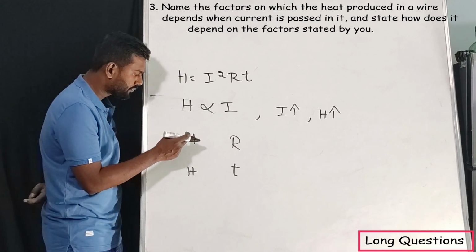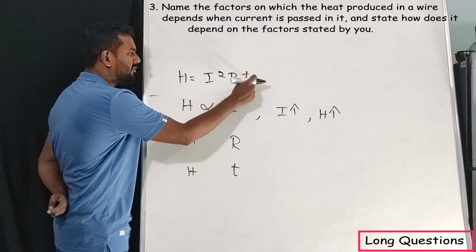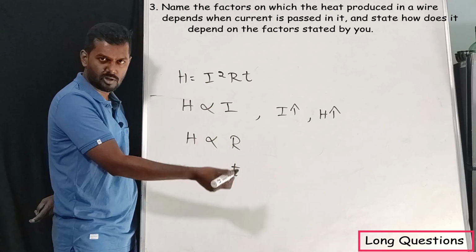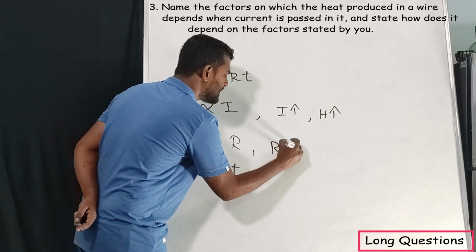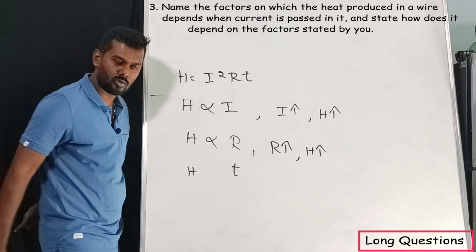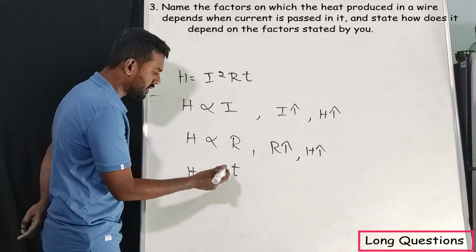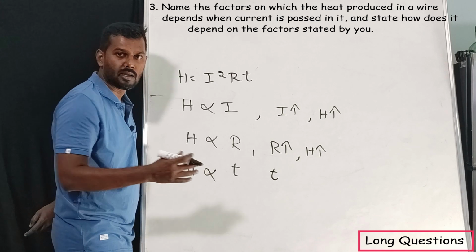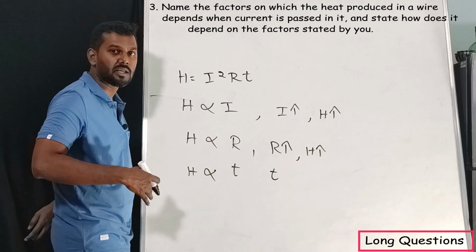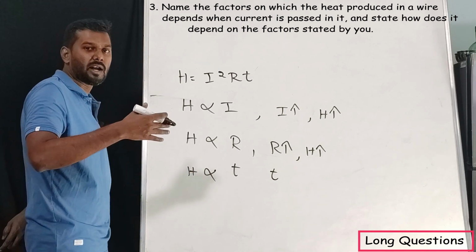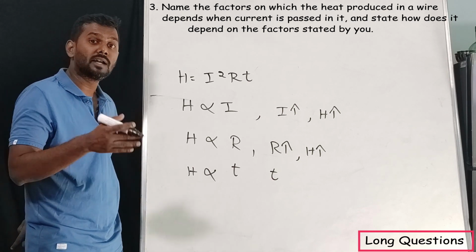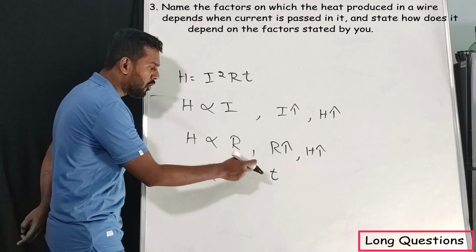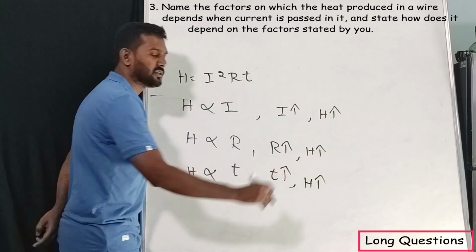That's it. Next, heat energy, all of them are in numerator, right? So all of them are directly proportional. Heat energy is directly proportional to resistance. That means if resistance is more, heat energy will be more. Heat energy is also directly proportional to time. Assume current flowing in a conductor for 15 seconds and current flowing in the same wire for 1 hour. Do you think the heat energy will be same? No, right? More the time, more will be the heat energy.